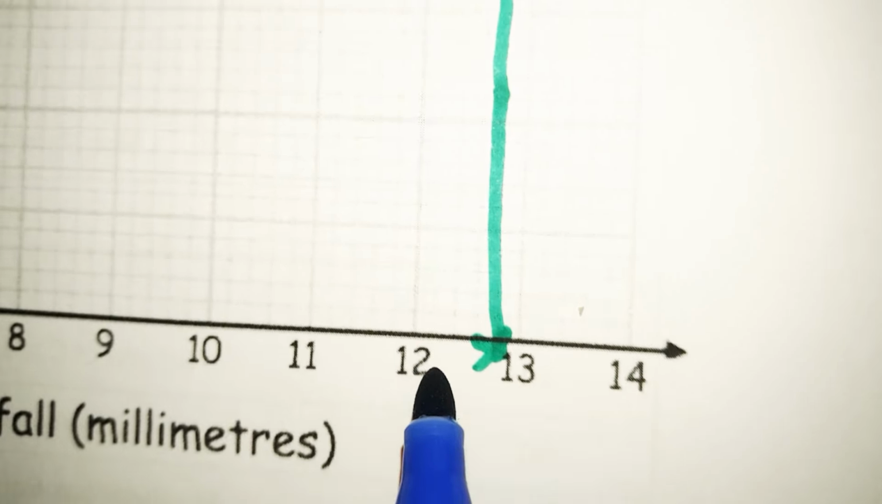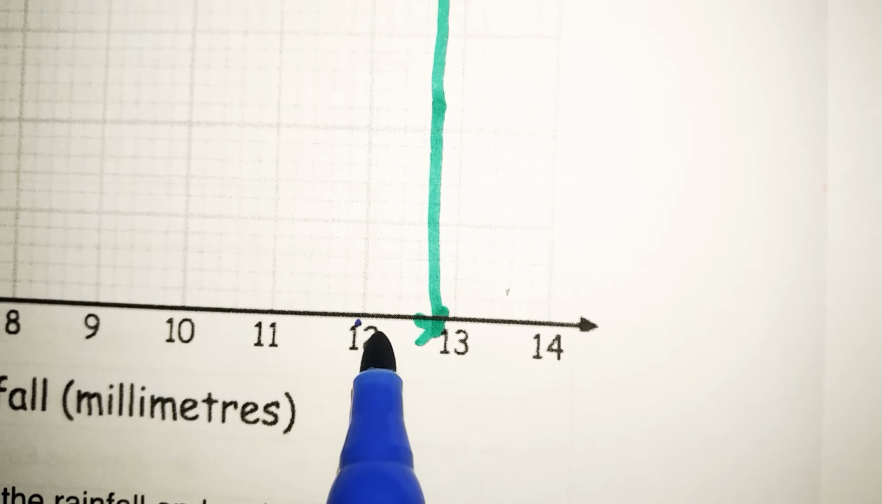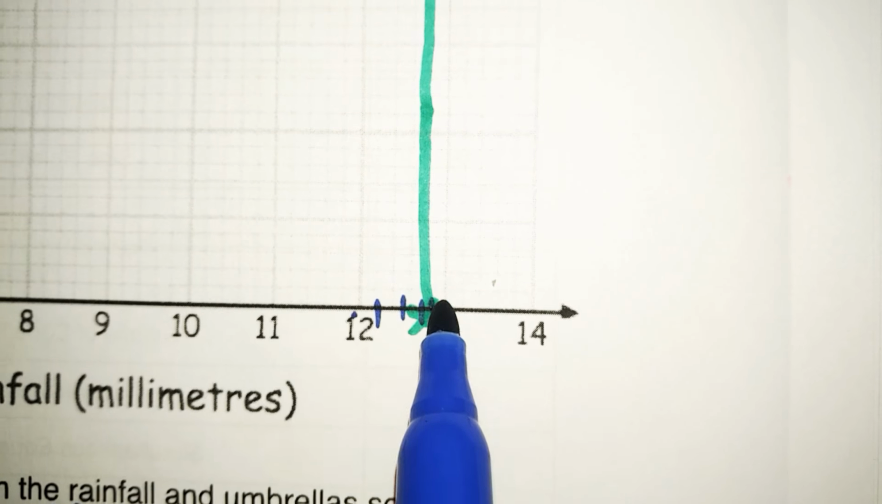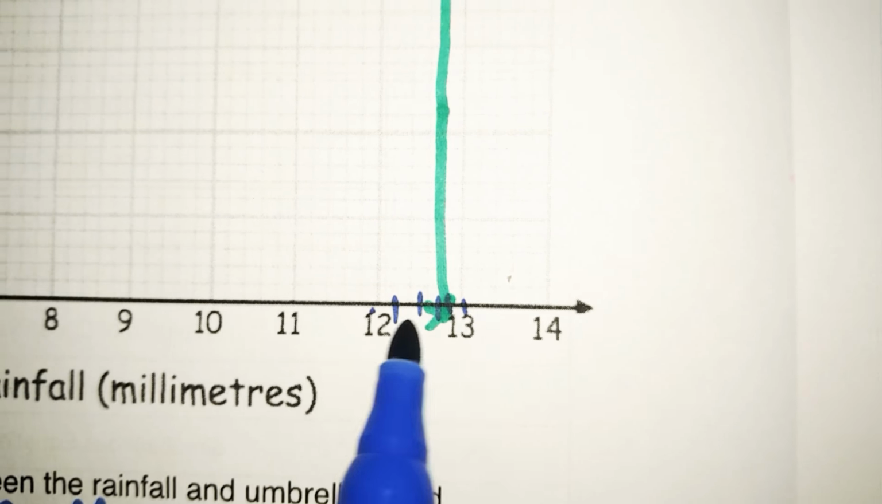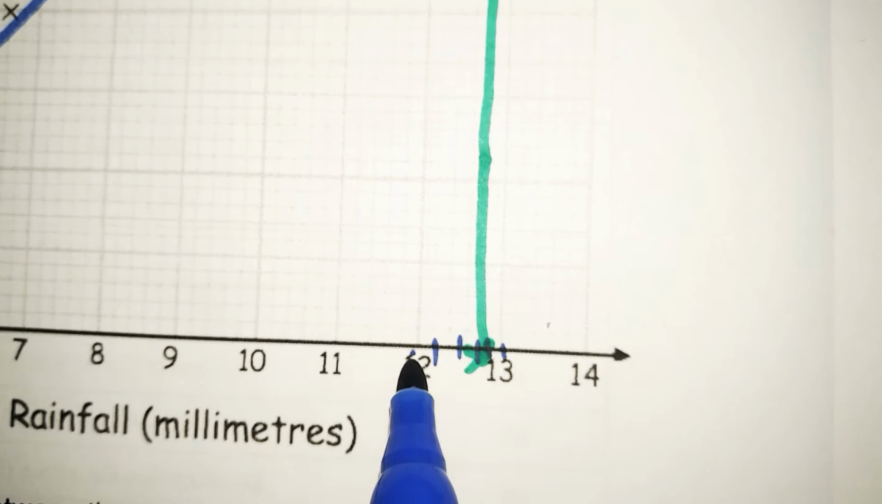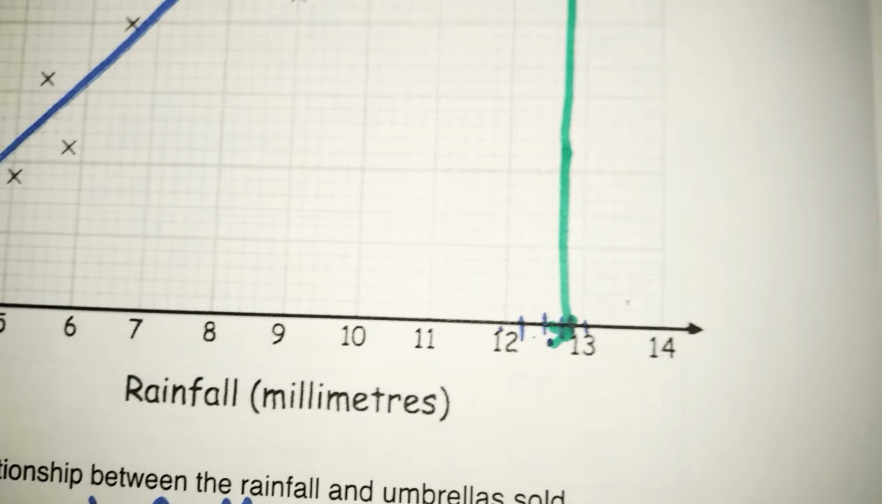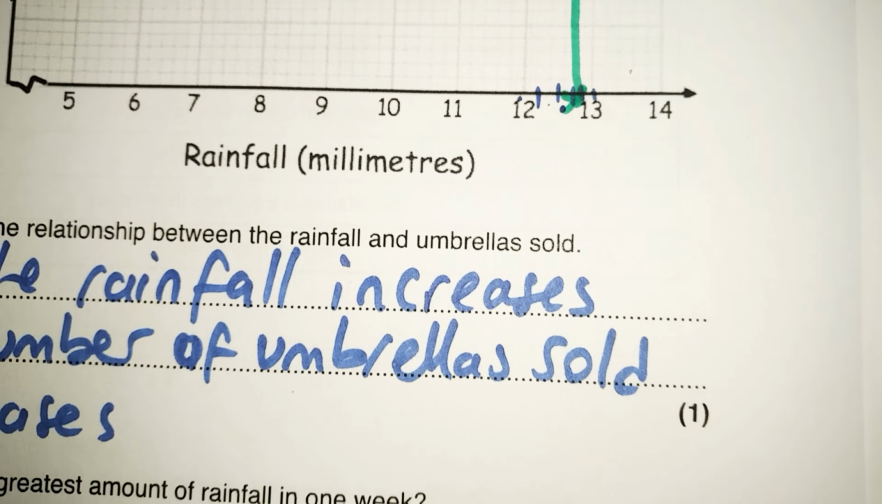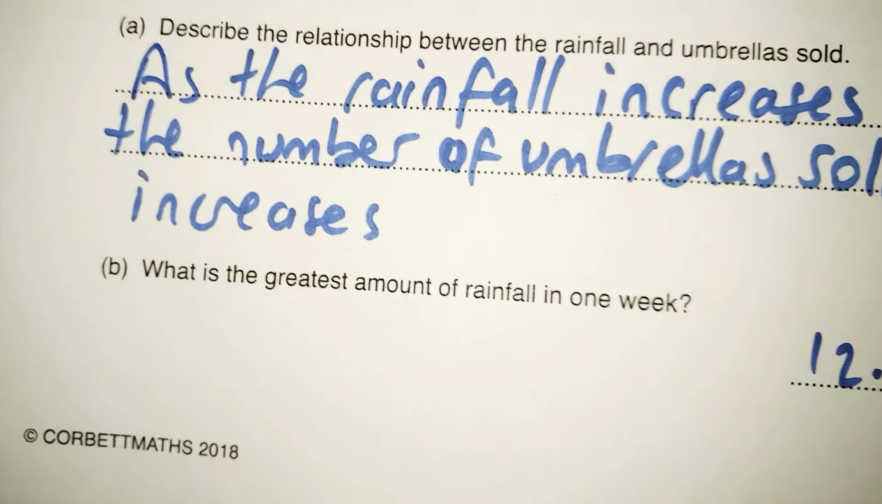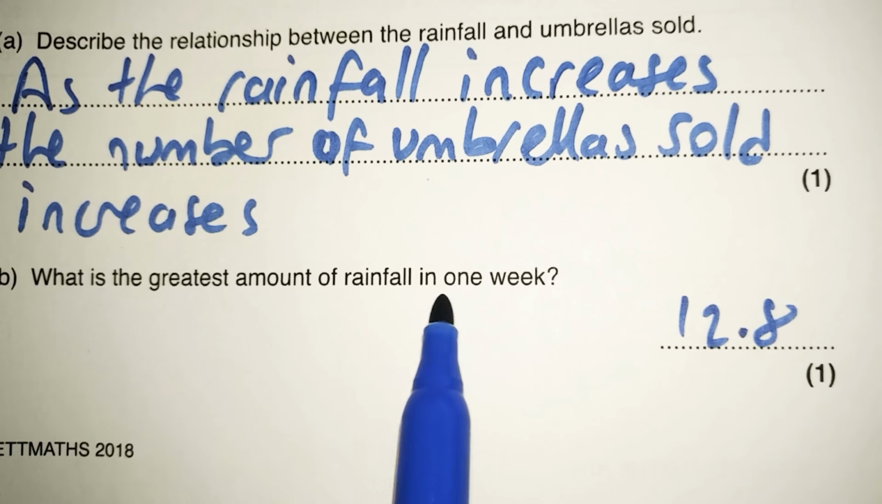As you will see here, from 12 to 13, we have 1, 2, 3, 4, 5 sections. The 5 sections all increase by 0.2. So 12.2, 12.4, 12.6, 12.8. So the answer is 12.8. You come here and describe the greatest amount of rainfall in one week.